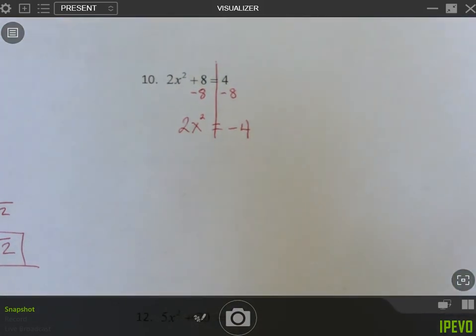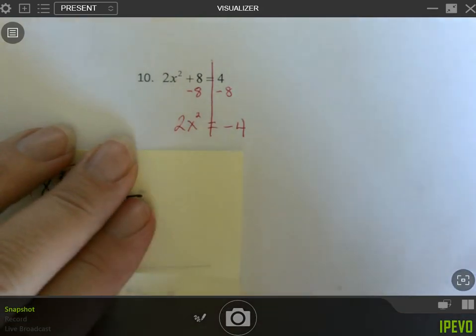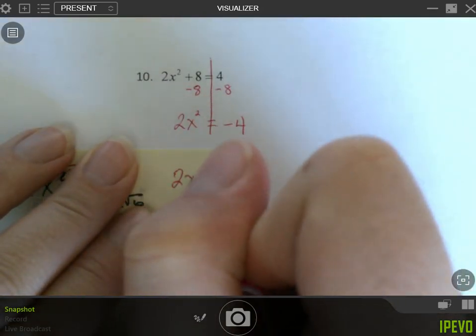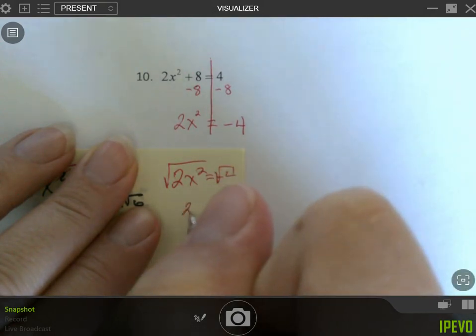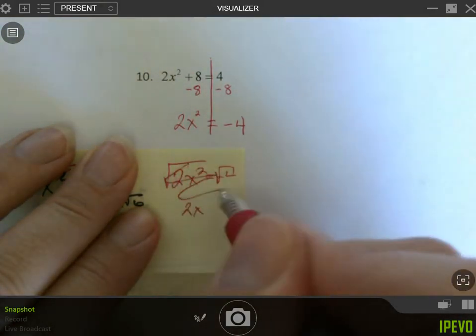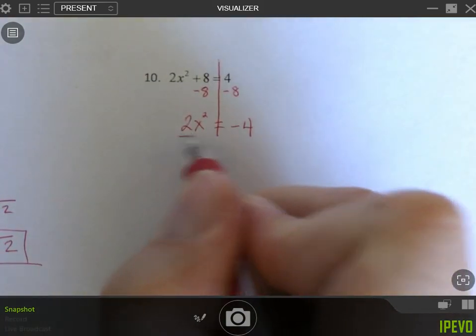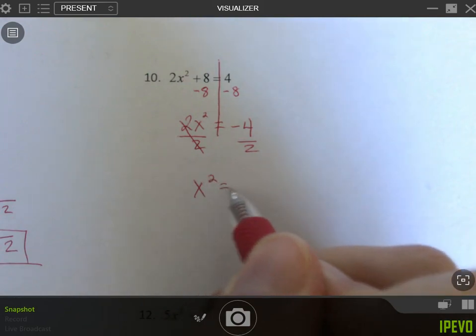Now, here's a good example. Don't do this. But I get a lot of people that come in here and they have 2x squared equals negative 4, and they say they took the square root and they say it's 2x. Did you really take the square root of 2? So don't do that. Isolate it first, divide both sides by 2. x squared equals negative 2.